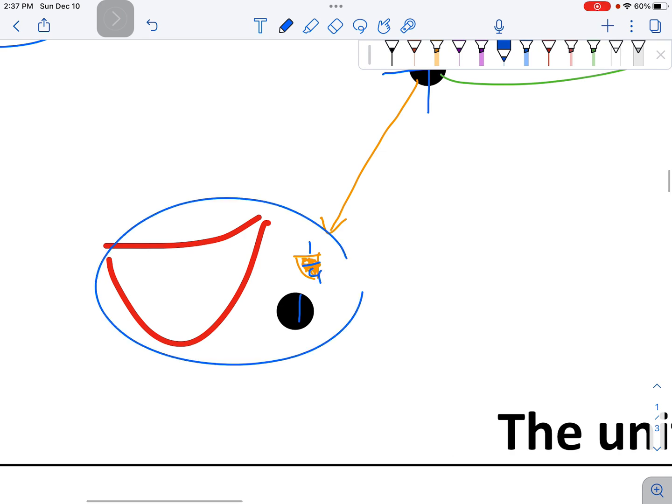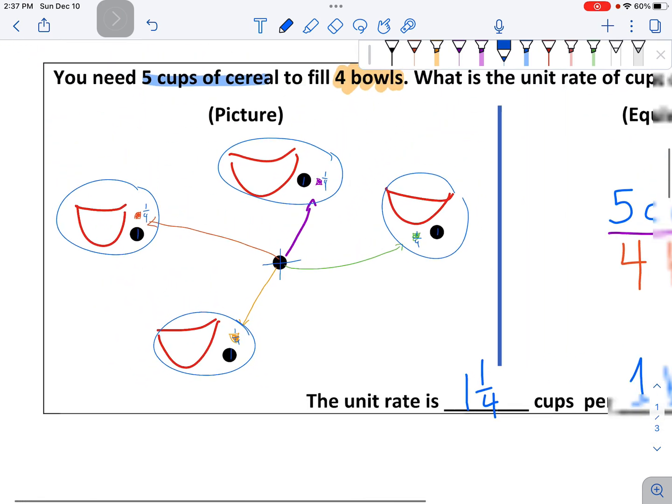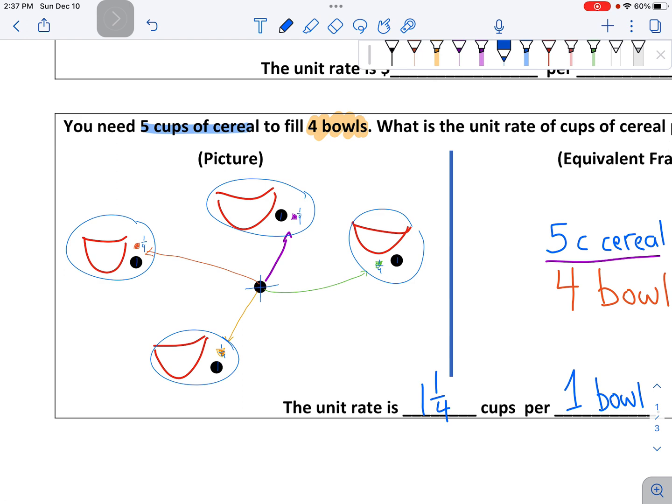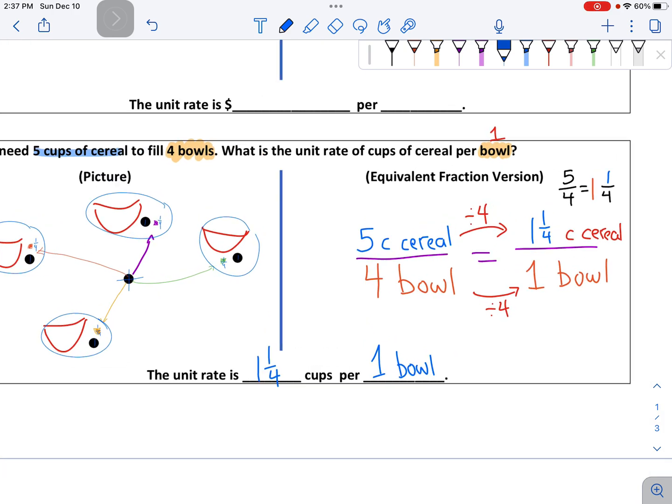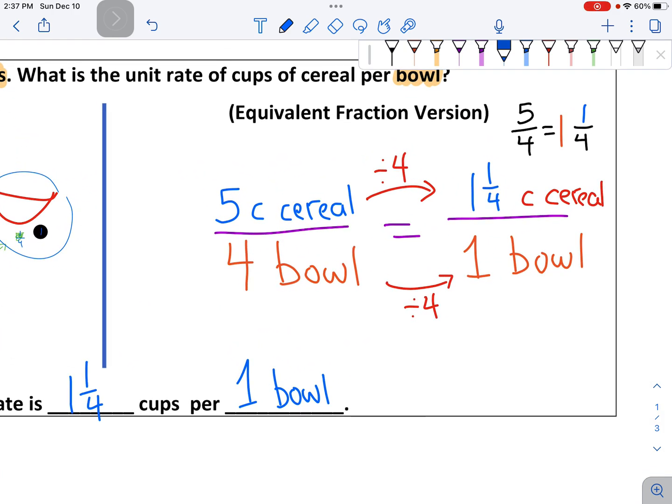A unit rate, taking multiples of something and figuring out, well, what if we just had 1 of them? How much would go with that 1? You can draw the picture. You can see the picture was tricky for this one. Or you could do equivalent fractions. If you wanted to keep it as a decimal, you could. Technically not wrong. But again, 1 1/4 cups of cereal makes a lot more sense to my brain than 1.25.